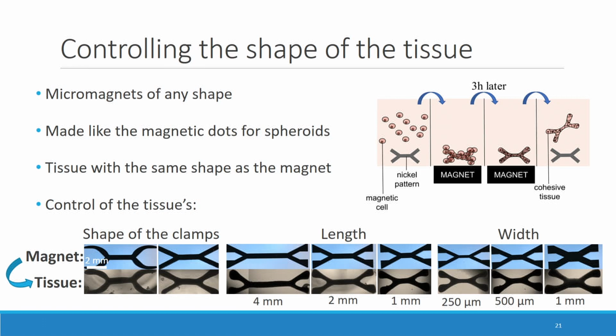We can control the shape of the clamps. We can control their length. We can also control the width. So we have a really good control over the 2D aspect of the tissue. But we also want to have control over the 3D aspect because we want to create 3D muscle tissue.